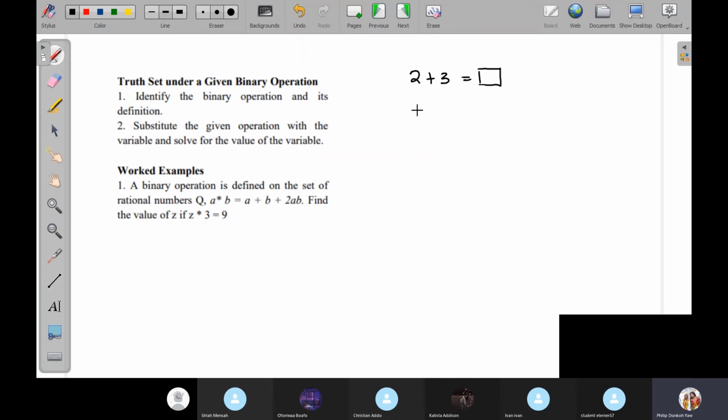So in other words, what then is the answer for the box? You are filling in the blank spaces. What then is the answer for the box? 5. So the answer for the box is actually 5.